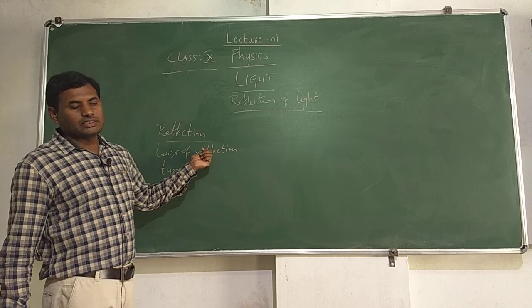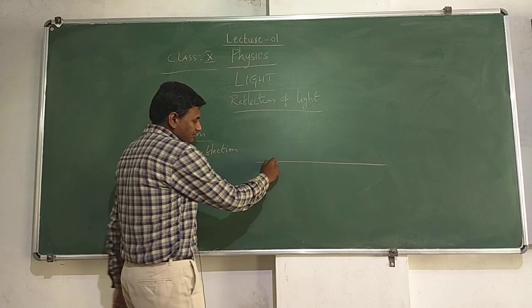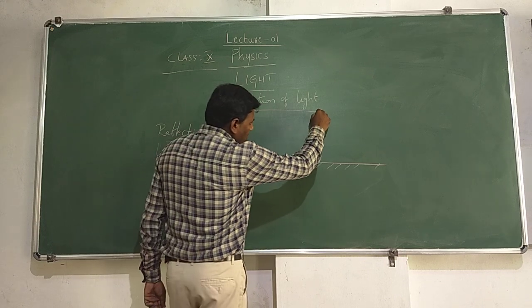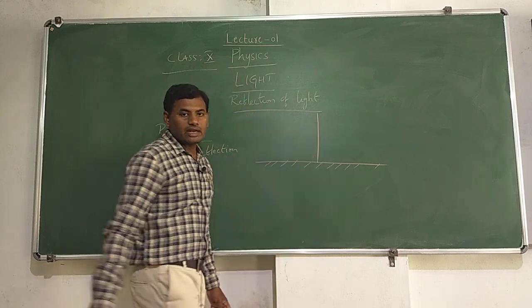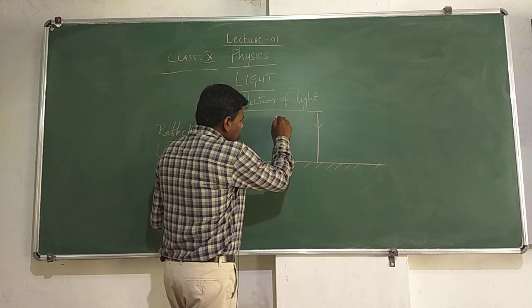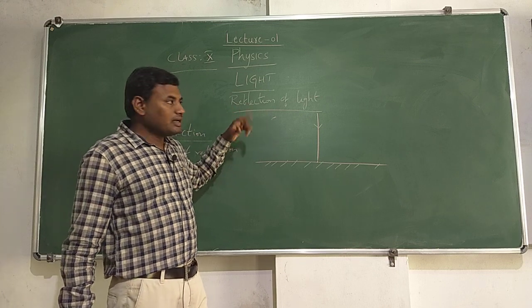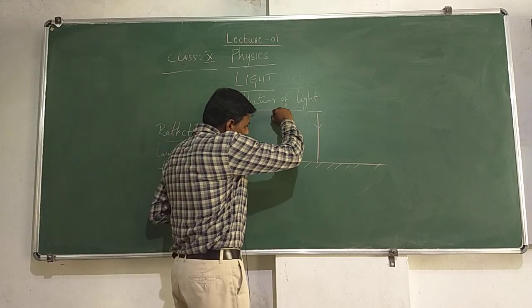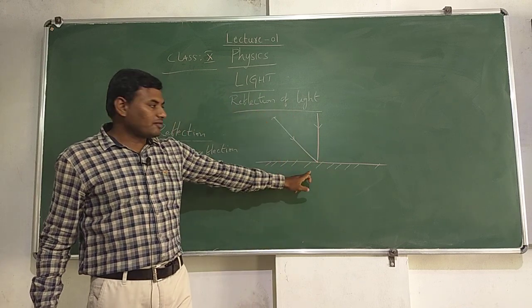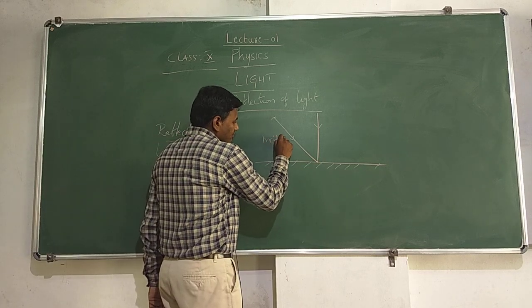Then what are laws of reflection? There are two laws of reflection. For example, consider this as a reflecting surface. Draw a perpendicular line to this. So this perpendicular line we call as normal. Now consider a source of light over here. Source of light, let it be a torchlight or candle or bulb, whatever it is. So when the light ray is incident on this, the rays that are coming from the source of light, we call them as incident rays. So that is incident ray.